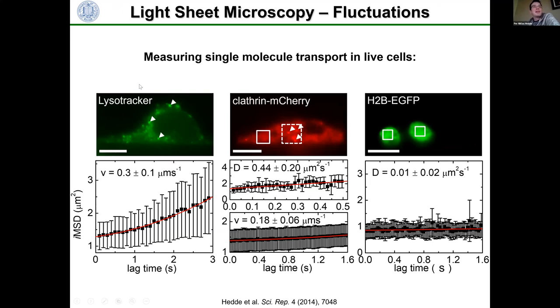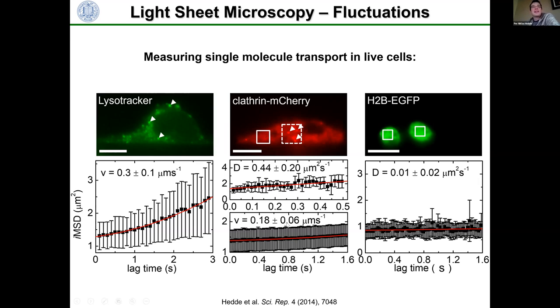Here, we have an example on the left column where the lysosomes were labeled with a green fluorescent dye. If we apply the IMSD analysis to this kind of data, you see that it's not a linear relationship, but you have this kind of parabola shape. So it goes with the square of the lag time. And this indicates active transport, which is true. Those lysosomes are actively transported inside the cell. And in this case, we got an average velocity of 0.3 micrometers per second.